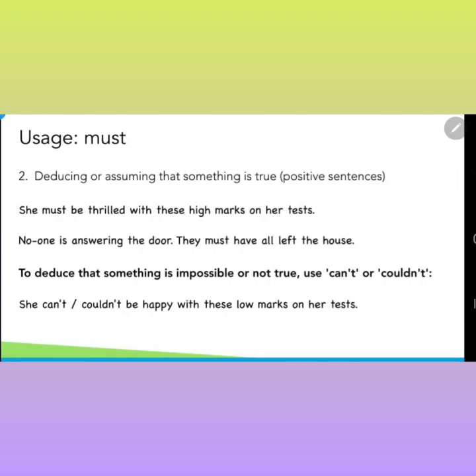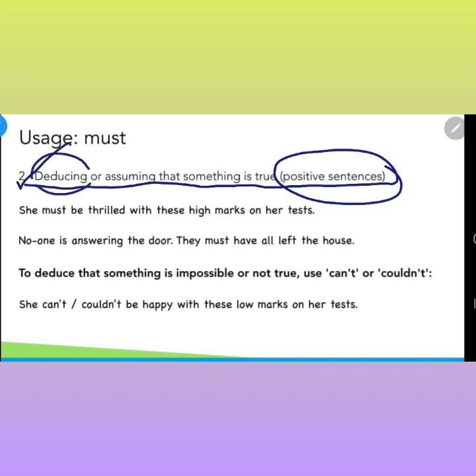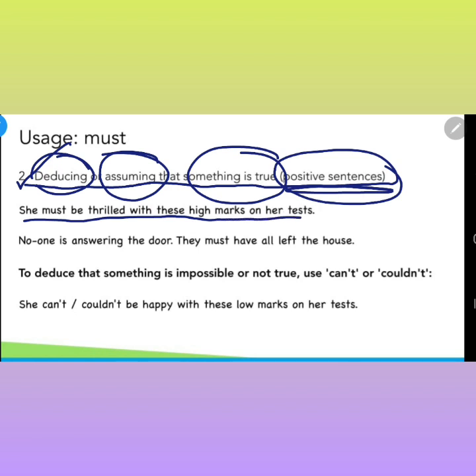Okay, next, deducing or assuming that something is true, in positive sentences. So must is also used in deducing or assuming something is true, only in positive sentences. She must be thrilled with these high marks on her tests. No one is answering the door. They must have all left the house. So, assuming something, deducing something.